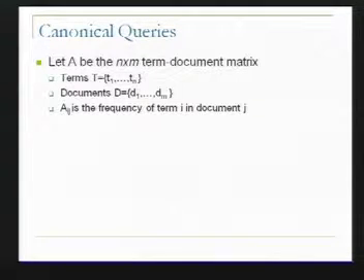Okay. Let's say we have a document collection of M documents, and from the document collection we create this list of N terms. With that we can also create this term document matrix, where each entry A_ij is the frequency of term i in document j.